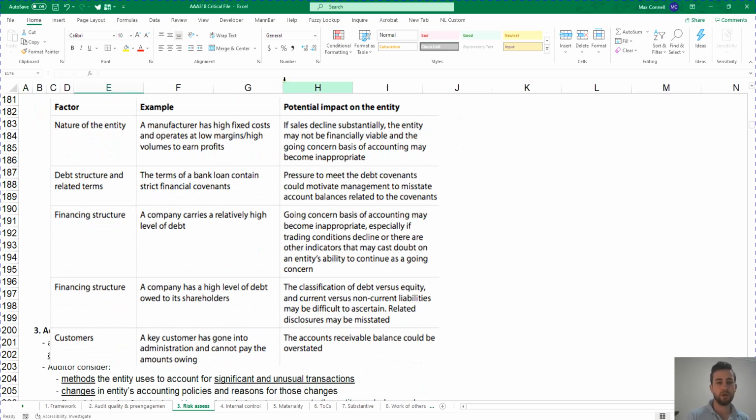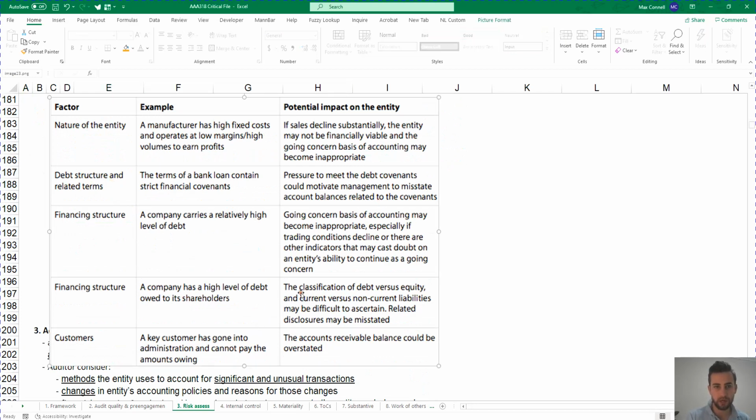So number one, debt structure and related items. For example, the terms of a bank loan contain strict financial covenants, and the potential impact might be pressure to meet the debt covenants could motivate management to misstate account balances related to the covenants. Another one could be financing structure. So a company may have a high level of debt owed to its shareholders, and the potential impact on the entity is the classification of debt versus equity and current versus non-current liabilities may be difficult to ascertain. Related disclosures may be misstated.